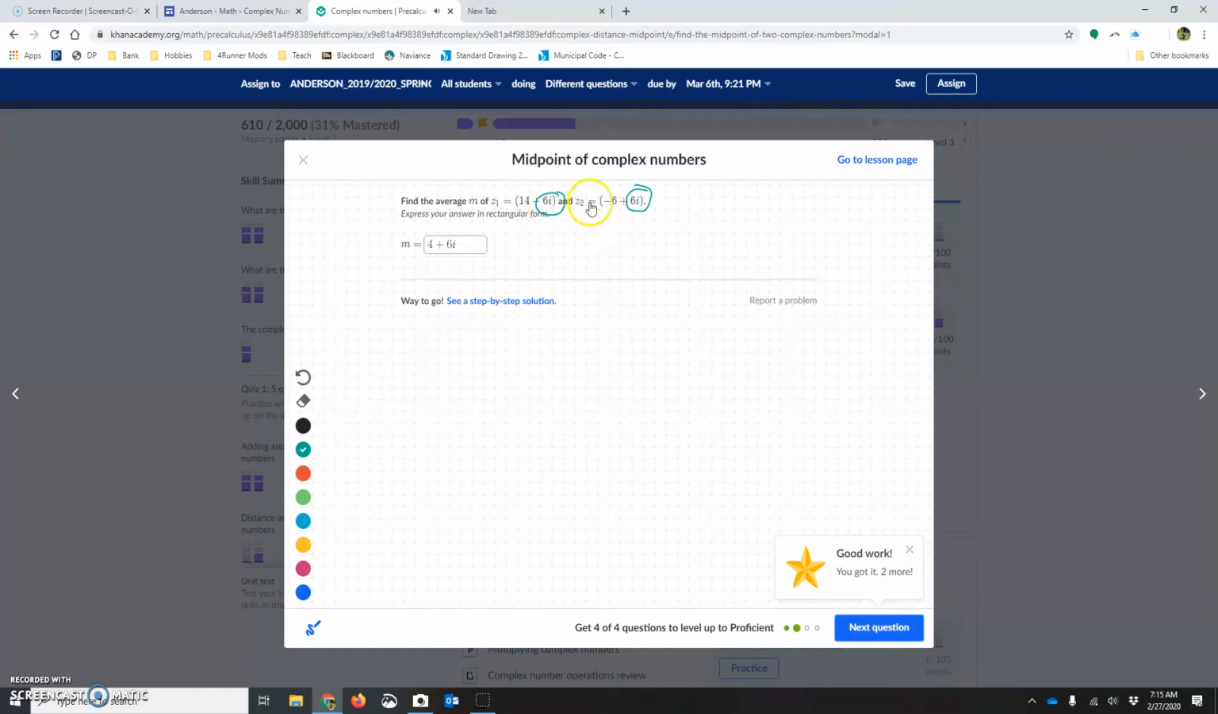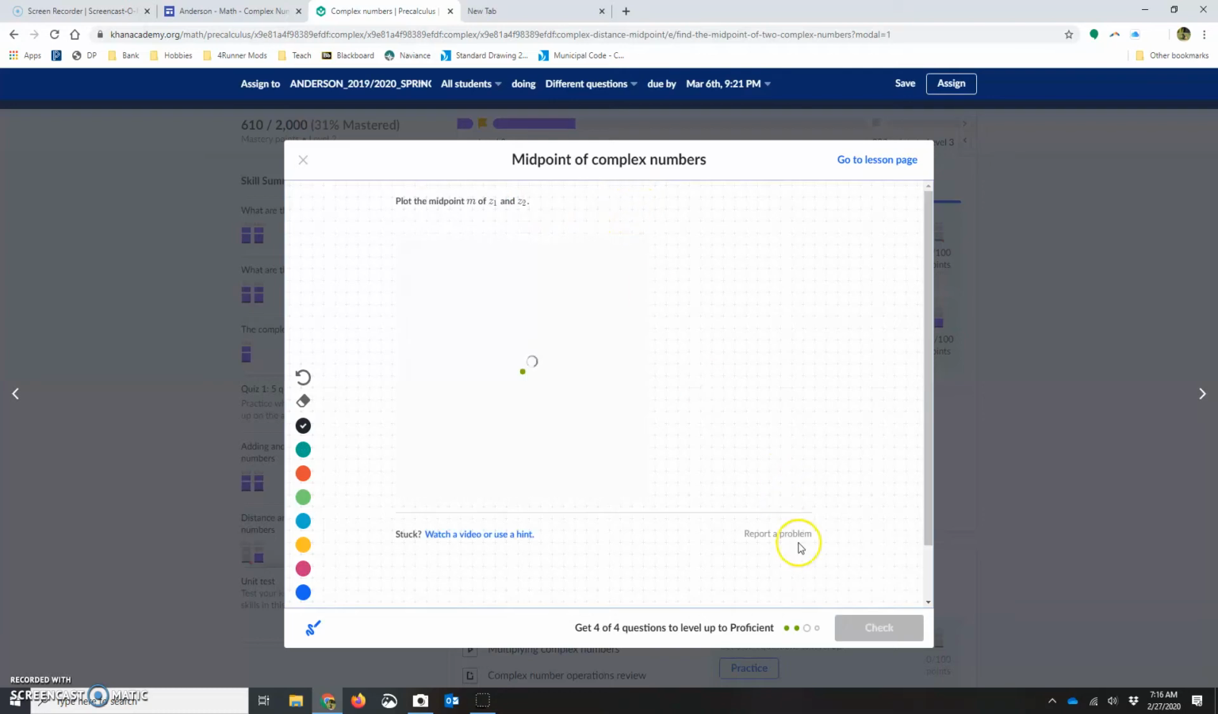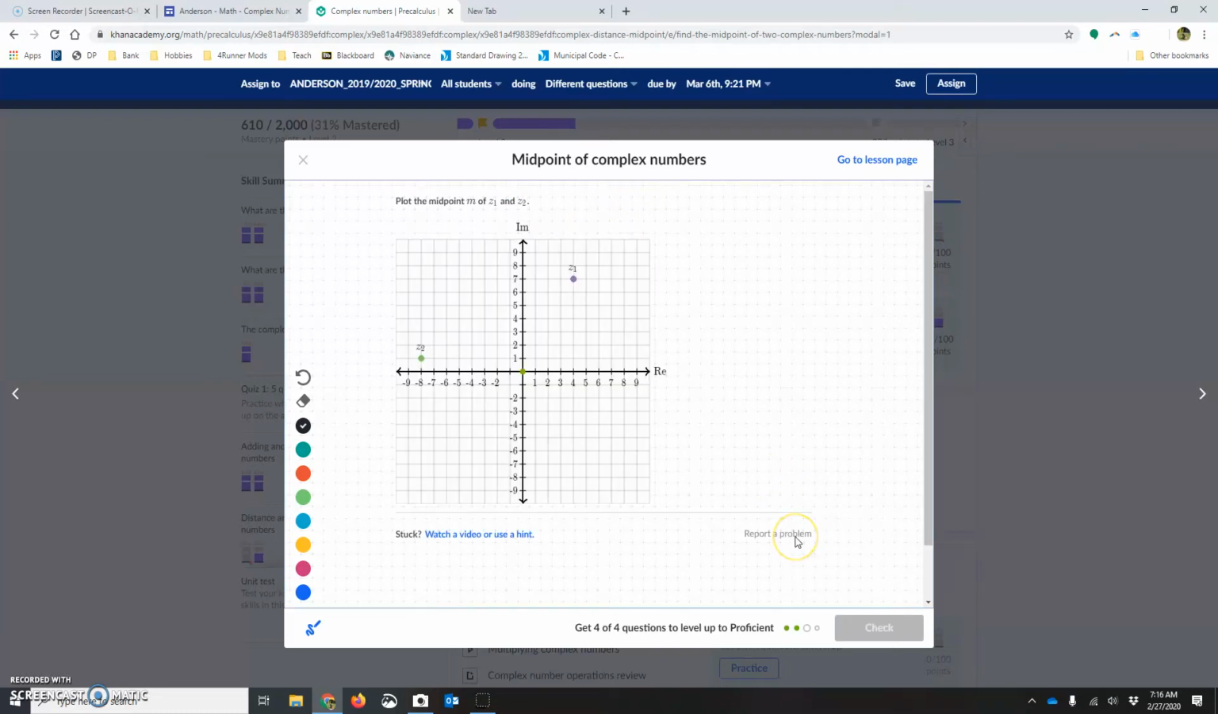And you can do the same thing even though we're different numbers. Like if you have 6i and 8i, it would just be halfway between. So it would be 7i. So it's really not that hard.